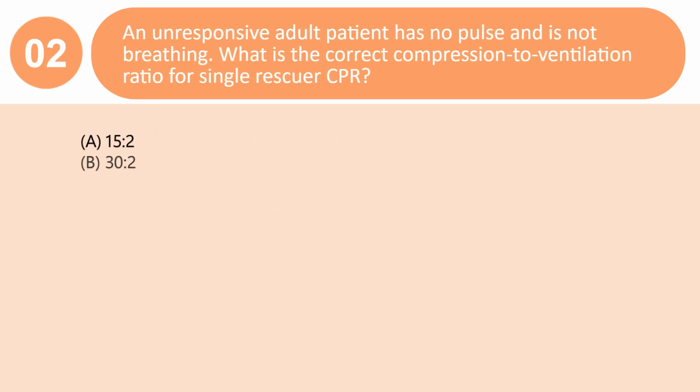An unresponsive adult patient has no pulse and is not breathing. What is the correct compression to ventilation ratio for single rescuer CPR? A. 15:2. B. 30:2. C. 5:1. D. 20:2. Answer: B.